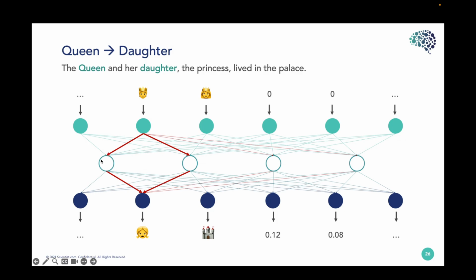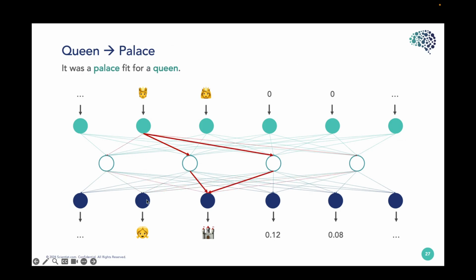And remember, we have far fewer nodes in our hidden layer than we have in our input or our output layer. So it is going to have to reuse nodes in the hidden layer. In fact, that's kind of the point of what we're doing. So it's going to reuse this node, and it's kind of using this node over here that princess and palace didn't really rely on.